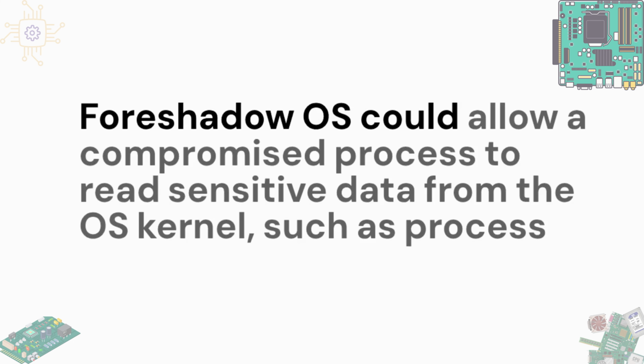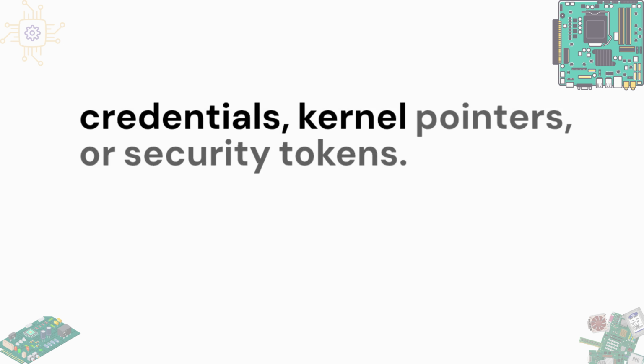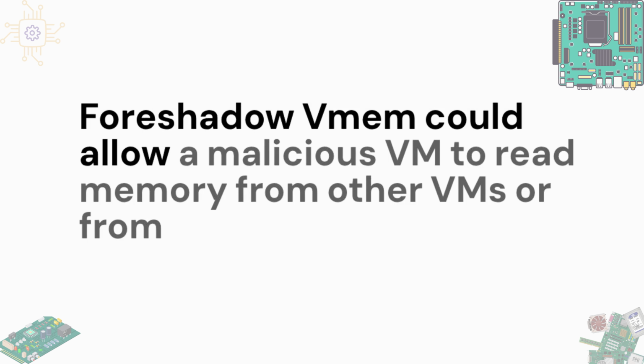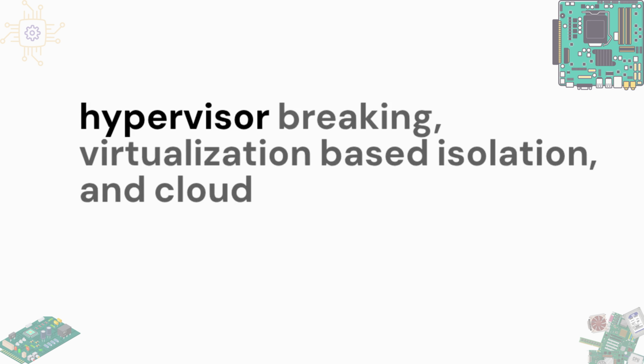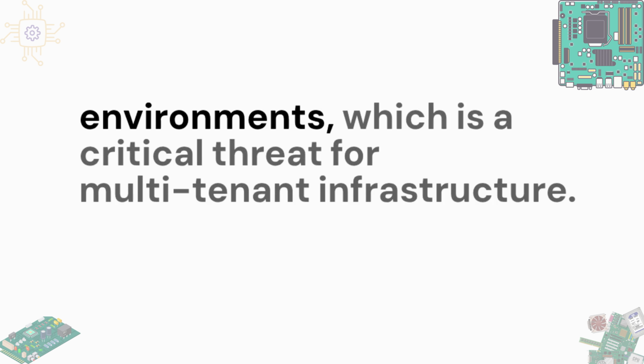Foreshadow OS could allow a compromised process to read sensitive data from the OS kernel, such as process credentials, kernel pointers, or security tokens. Foreshadow VMM could allow a malicious VM to read memory from other VMs or from the hypervisor, breaking virtualization-based isolation in cloud environments, which is a critical threat for multi-tenant infrastructure.